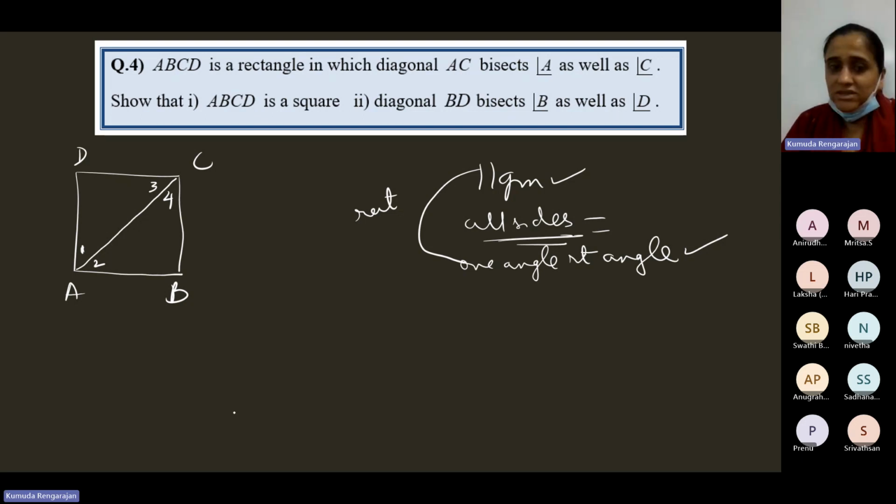And to prove all sides are equal, we already have opposite sides equal. So you just have to prove that one pair of adjacent sides are equal. That's all. In this situation, with the information given here, if you prove that any one pair of adjacent sides is equal, then ABCD is a square.